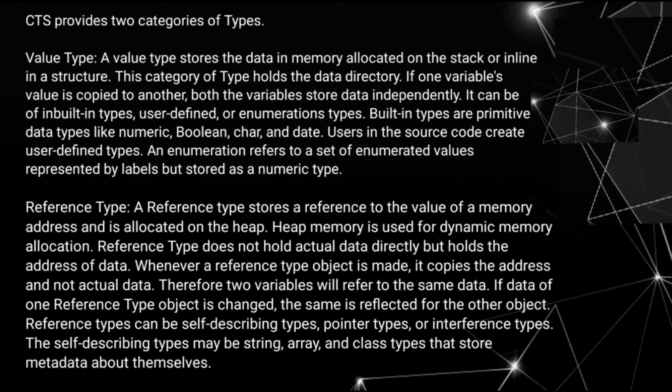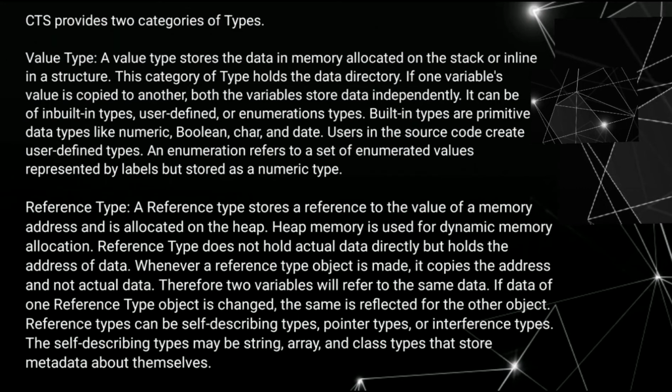CTS provides two categories of types. First one is value type, second one is reference type. A value type stores the data in memory allocated on the stack or inline in a structure. This category of type holds the data directly. If one variable's value is copied to another, both the variables store data independently. It can be of built-in types, user-defined, or enumeration types.